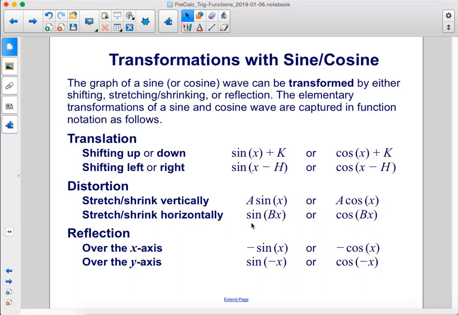Stretching or shrinking horizontally is sine of bx or cosine of bx. Reflection over the x-axis is negative sine x or negative cosine x. Reflection over the y-axis is sine of negative x or cosine of negative x.